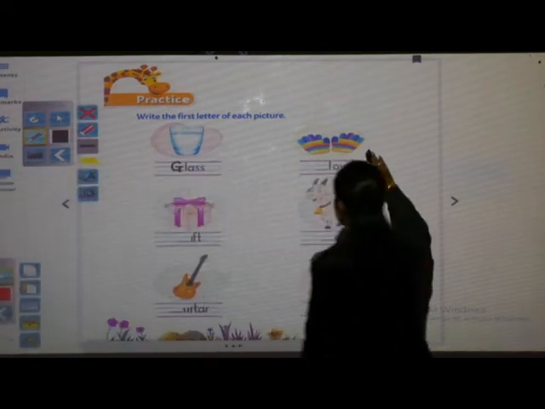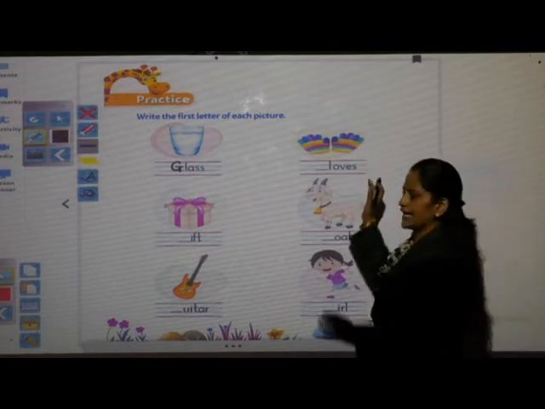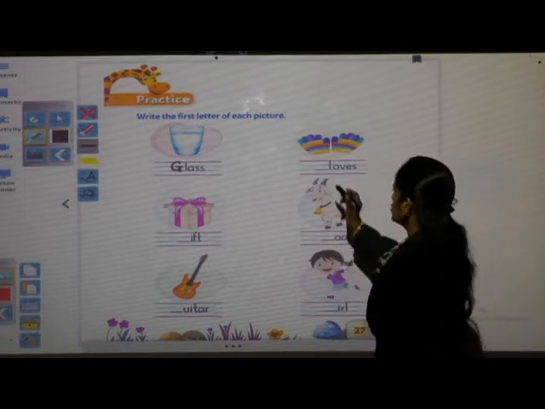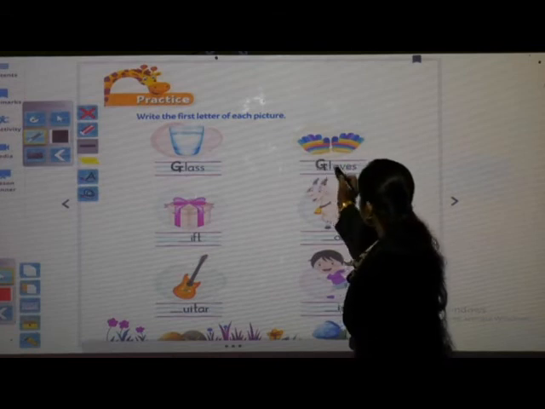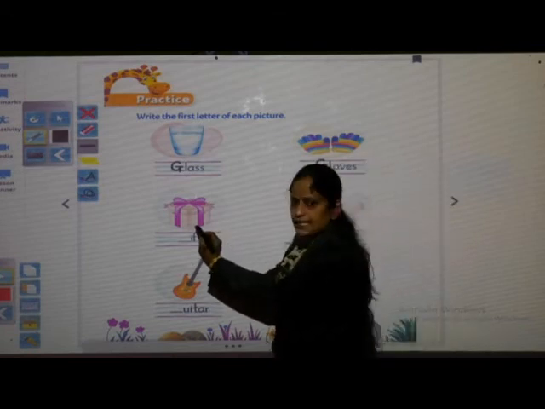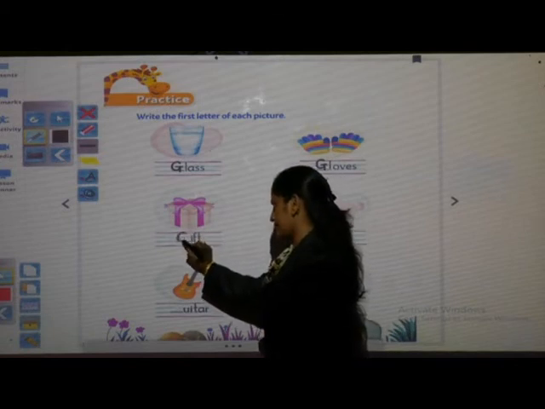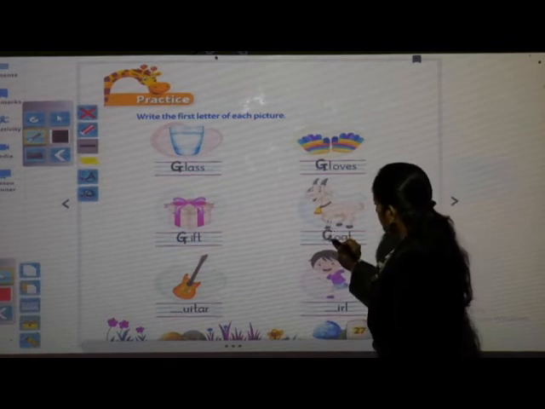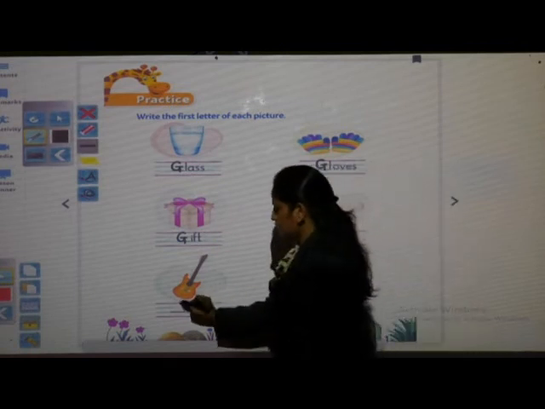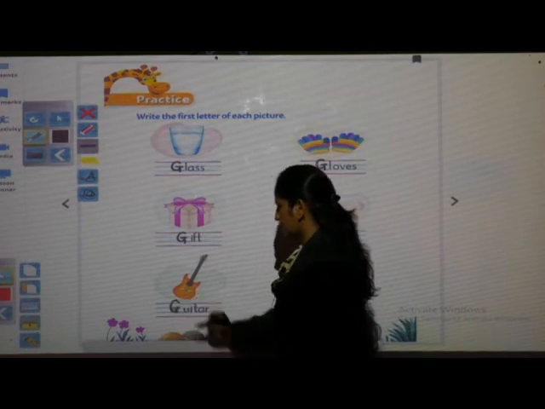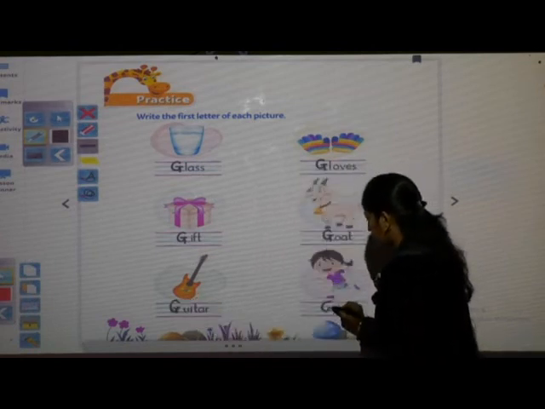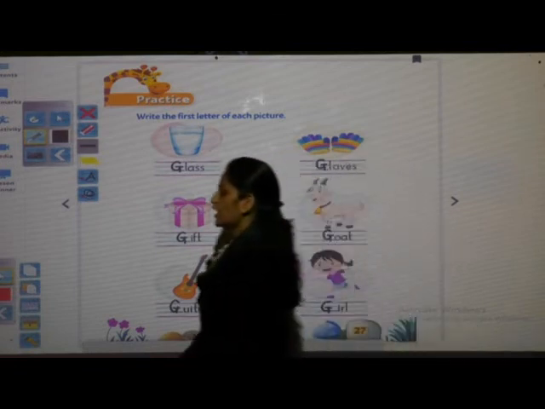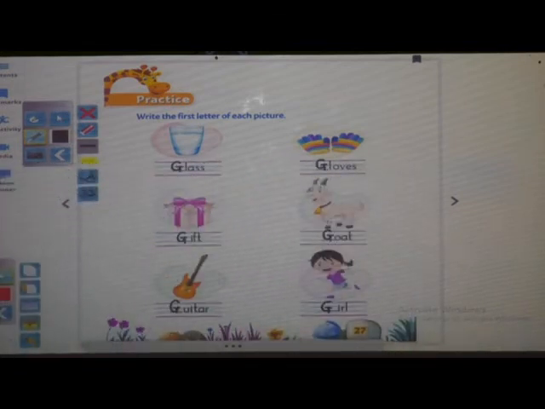Which picture is this? Yes? Gloves. Very good. We wear hand gloves, na? Yes. So G for gloves. Which picture is this? Gift box. Yes. G for gift. G for goat. G for guitar. And G for girl. Okay? These all pictures, they start with letter G. So you have to write your letter capital G. Finished? Okay.